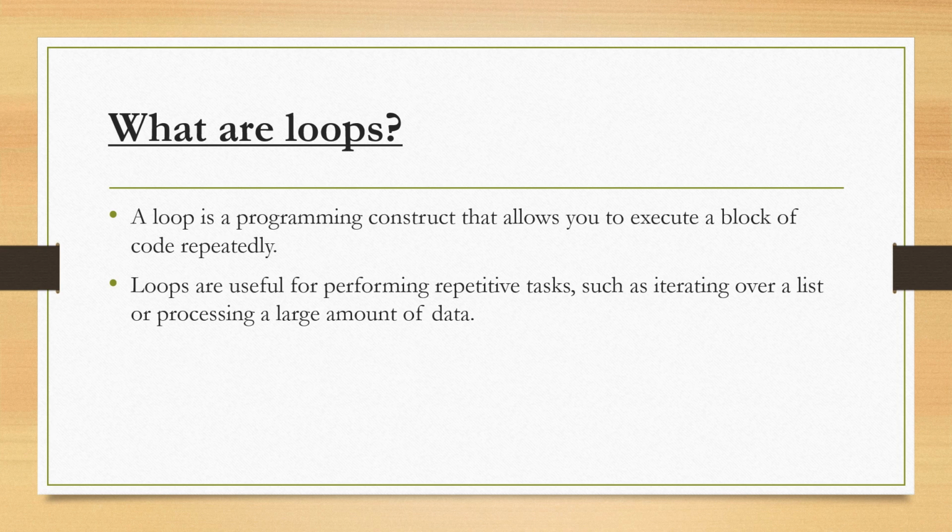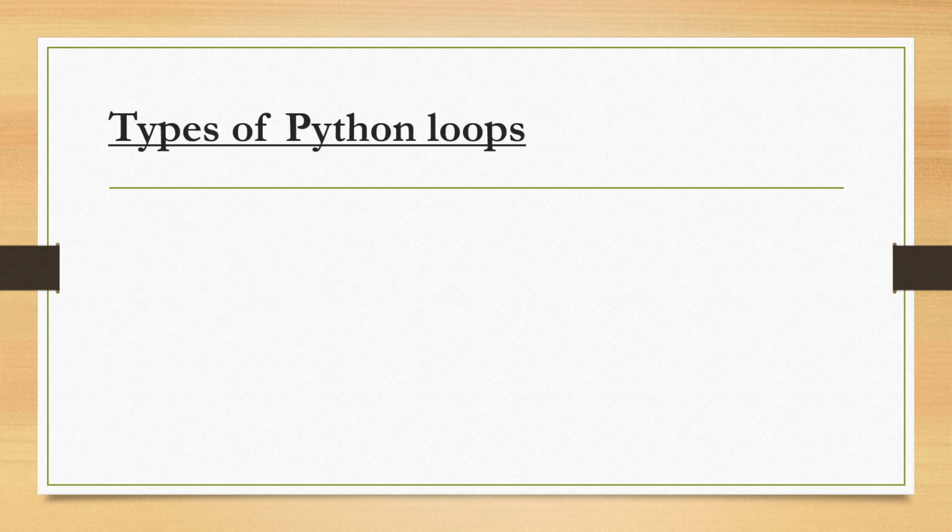So loops are useful for performing repetitive tasks such as iterating over a list or processing a large amount of data. We are going to see lists in our further videos. Just know that loops perform repetitive tasks. Okay, so now, types of Python loops.